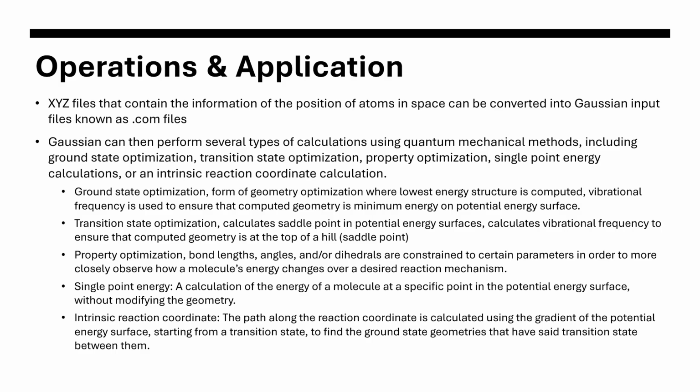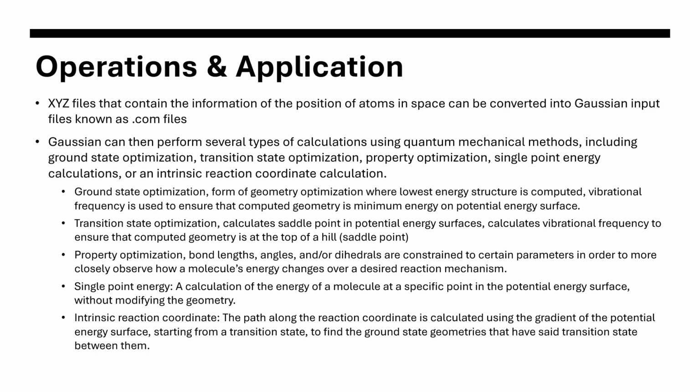And for the operations, XYZ files, which we have discussed in class, that contain the information of the position of atoms in space, are converted into Gaussian input files known as .com files. And then using these files, Gaussian can perform several types of calculations using the quantum mechanical methods, including ground state optimizations, transition state optimizations, property optimizations, single point energy calculations, and intrinsic reaction coordinate calculations.